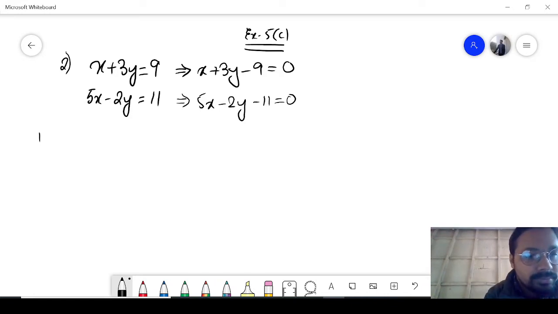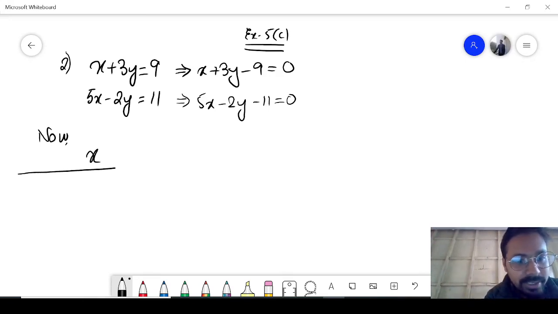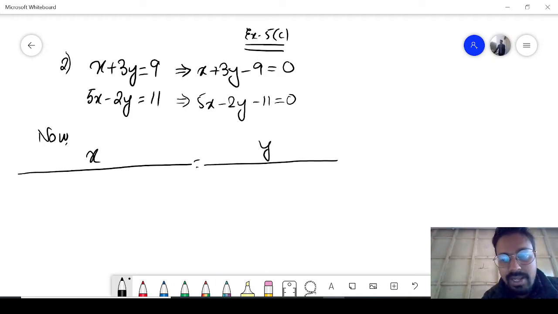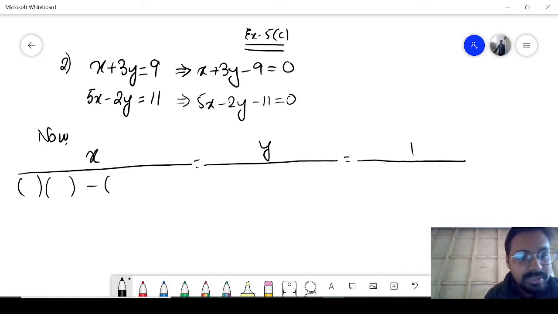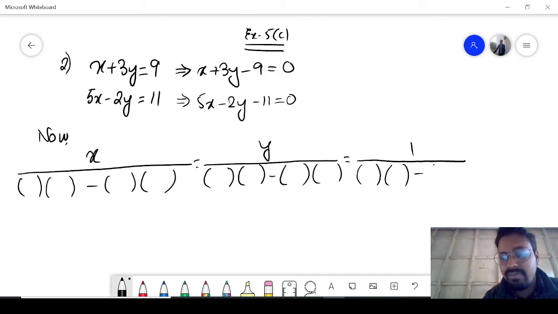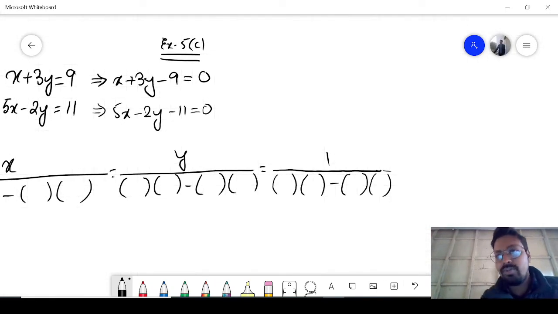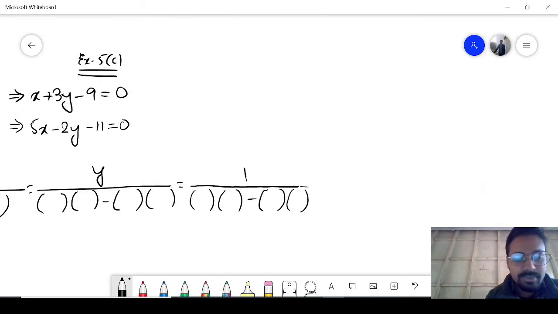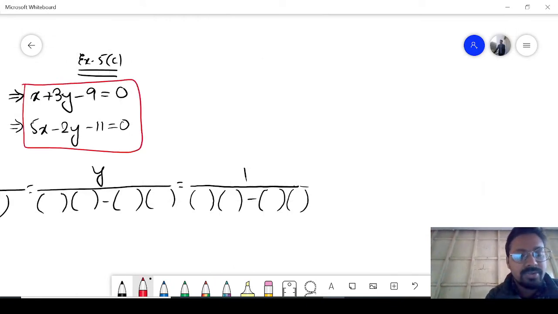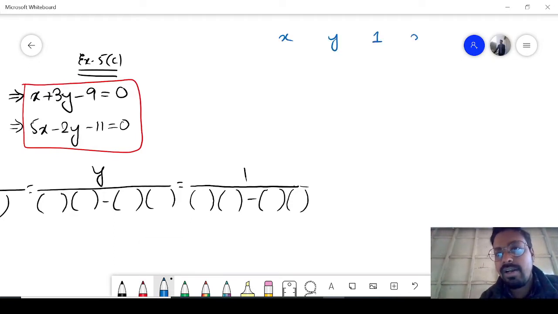Next, I will write a setup first. Just look, don't worry, I'll explain everything. First we will write x and then a divide, y a divide, and 1 a divide, and here we will need some factors to be written. What values are we going to put here? Let us see. For ease of understanding, you look at these two equations, because we are going to use them now. We are writing here x, writing here y, 1 and again x.